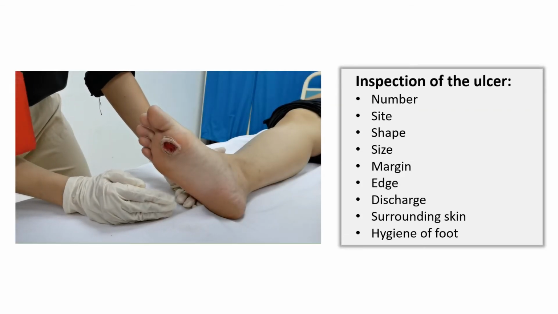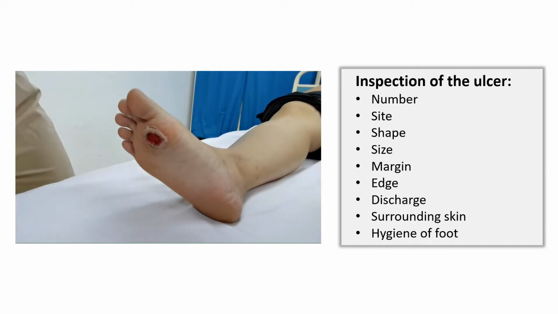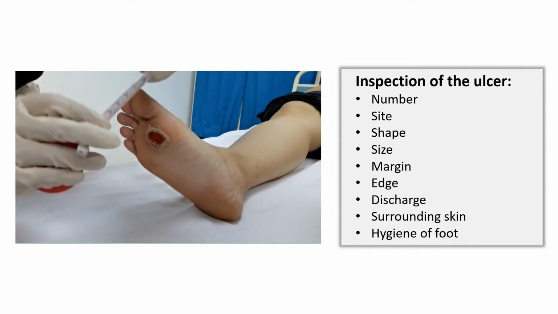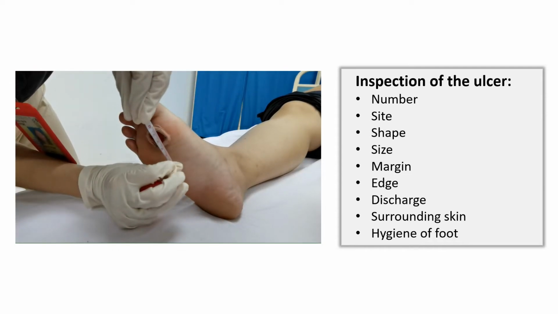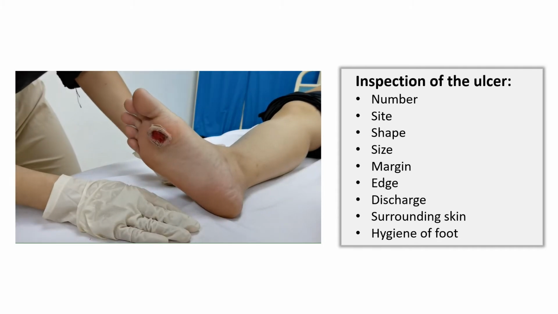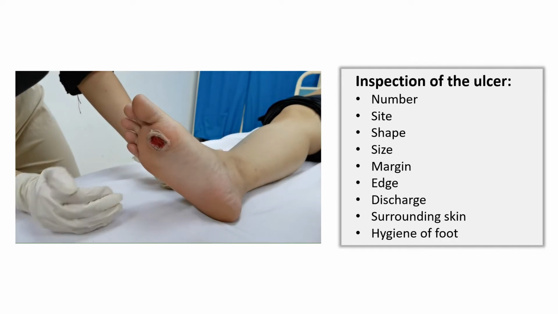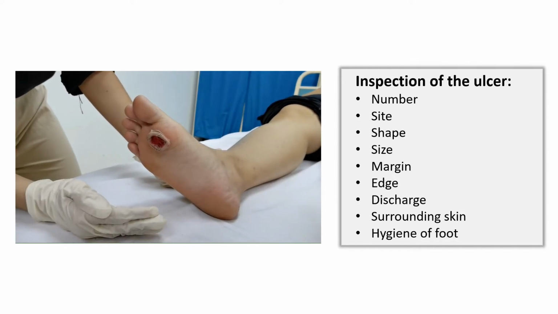There is a single ulcer seen at the sole part under the first metatarsal bone. The shape is round with the size of 2 × 2 cm with a well-defined margin and punched out edge. No discharge is seen. The surrounding skin is normal and there is no poor hygiene of the sole.